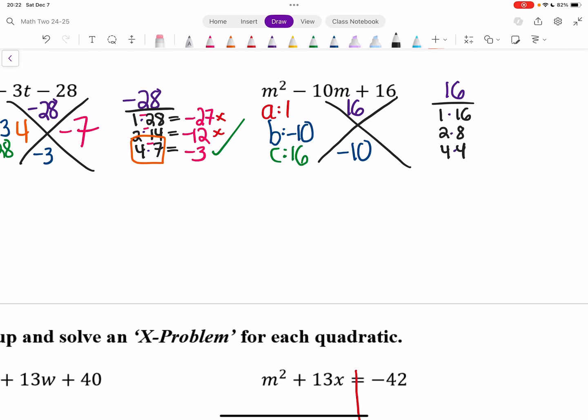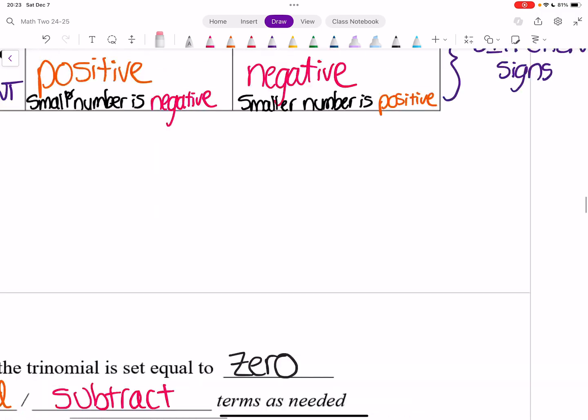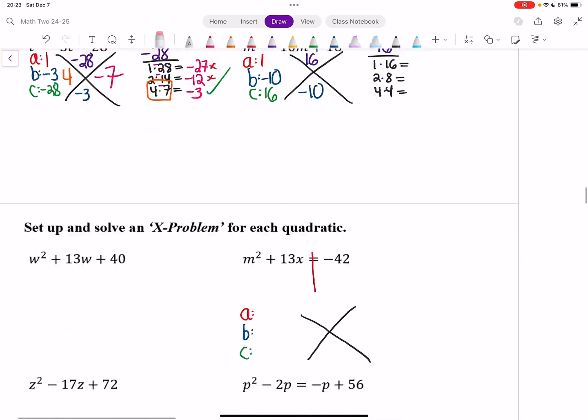Now I need to determine the sign of AC and the sign of B to help me figure out the signs of P and Q. This time AC is positive and B is negative. So if I look at my chart here, when AC is positive, I'm looking up here, and B is negative, tells me that both numbers have to be negative.